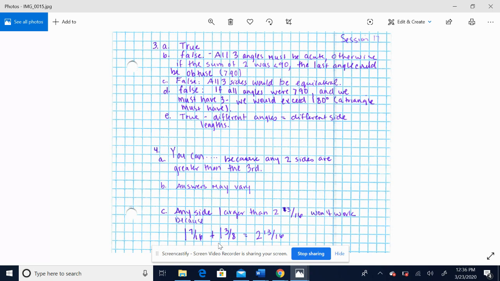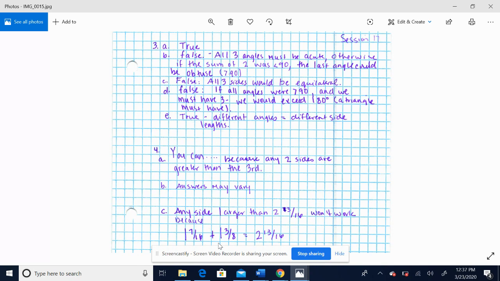Otherwise, if the sum of two angles is less than 90, it's possible that the third could be greater than 90, because remember, we have to get up to 180. Part C, if we have a triangle with three sides of equal length, then it is isosceles. The definition of isosceles is two sides, so that's false. Three sides would be equilateral. Part D tells us some triangles do not have acute angles. That is false. We have to add up to be 180.